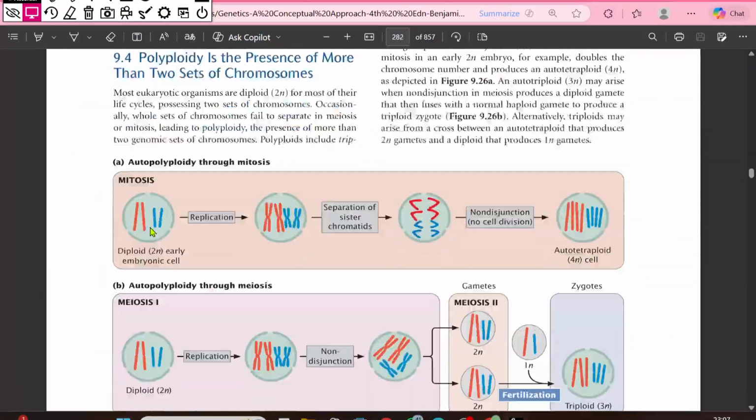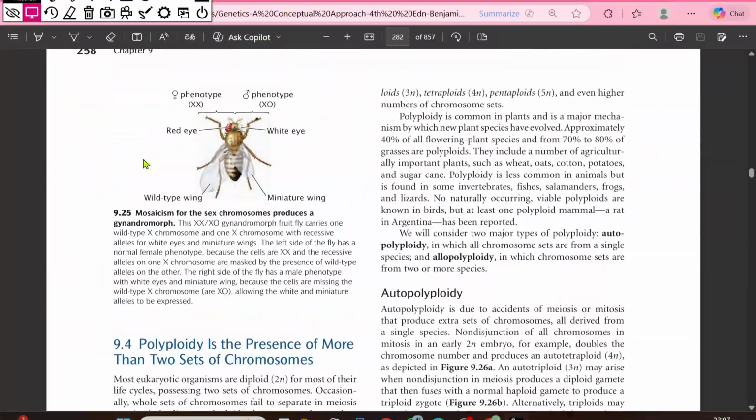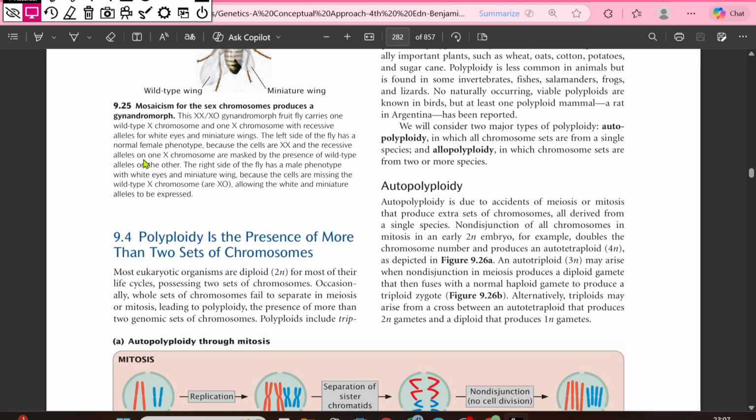Now we have to talk about another form, that is polyploidy. As I was saying, in polyploidy, the entire set of chromosomes can become duplicated. When they become duplicated, it is 2n. When they become triplicated, it is 3n, and it can even reach up to 4n. These conditions are very normal in plants, but in animals they are rare. Basically, in the lower invertebrates we can see them, and even in some frogs and salamanders, and one of the rats which live in Argentina. In those, we have seen the condition of polyploidy.